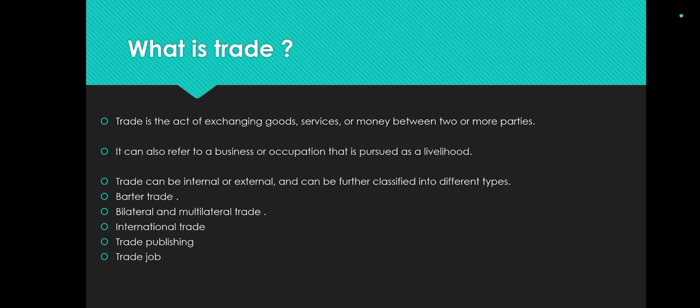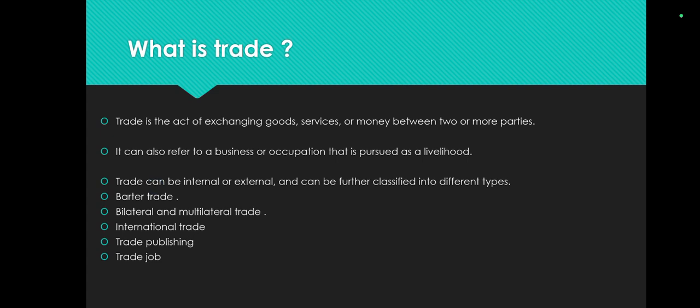Trade can be internal or external and can be further classified into different types. Barter trade. Barter trade is an early form of trade that involves exchanging goods and services without using money. Bilateral and multilateral trade. Bilateral, as the name suggests, is trade conducted between two parties. Multilateral trade means trade conducted between more than two parties. So, trade conducted between two traders is known as bilateral trade, whereas trade conducted between more than two traders is known as multilateral trade.